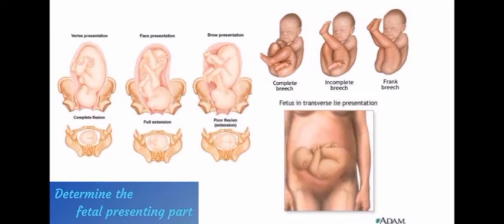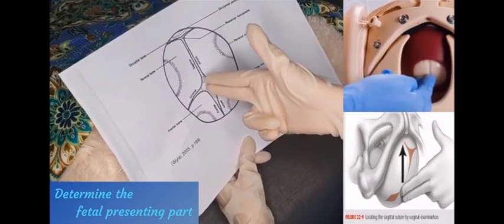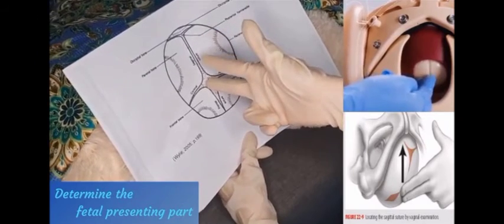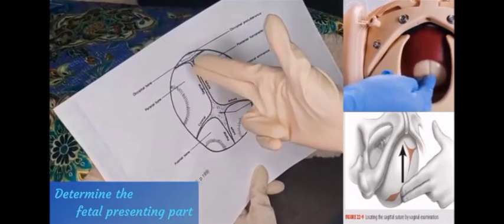The presenting part is palpated and differentiation of vertex, face, and breech is accomplished. If the vertex is presenting, the fingers are directed posteriorly and then swept forward over the fetal head toward the symphysis pubis. The linear course of the sagittal suture is delineated.